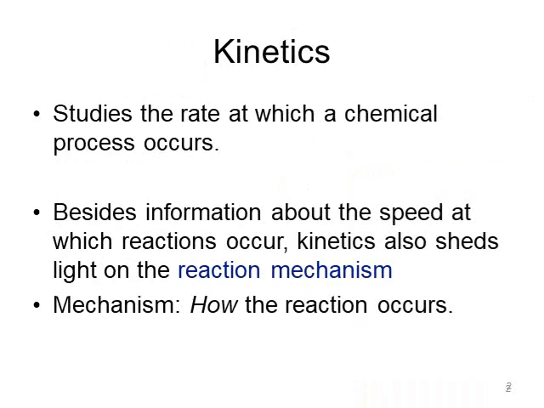So what is chemical kinetics? Kinetics studies the rate at which a chemical process occurs. Besides giving us information about the speed, kinetics also sheds light on the mechanism of a reaction, which really tells us how the reaction occurs. And if you're looking at making improvements or stopping a reaction, or you're getting a better understanding of why the reaction happens, that reaction mechanism is crucial to getting a better understanding of that reaction altogether.